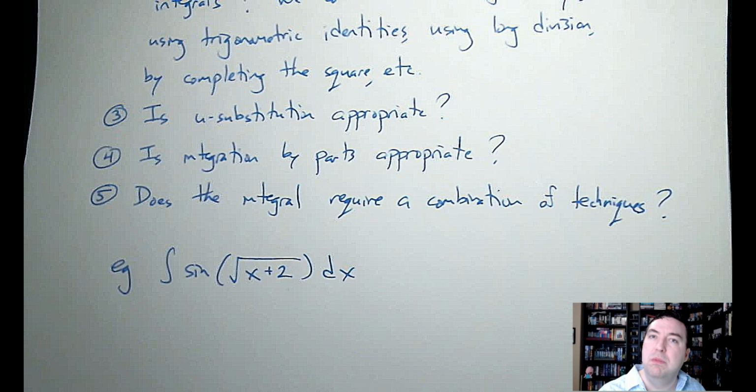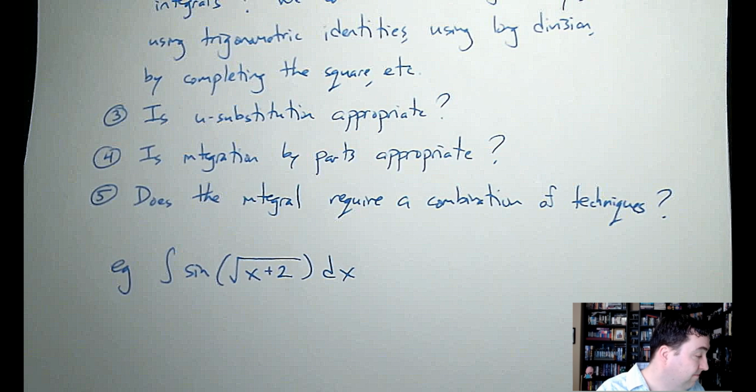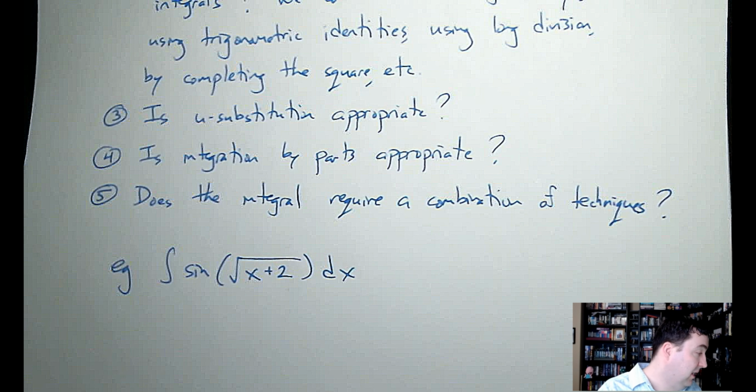No, that doesn't seem feasible here. We don't have trigonometric identities, for example, for the sine of a square root or the sine of any power in general. So no, doesn't seem to be any way to rewrite the integrand in this case. Could we do a u substitution?